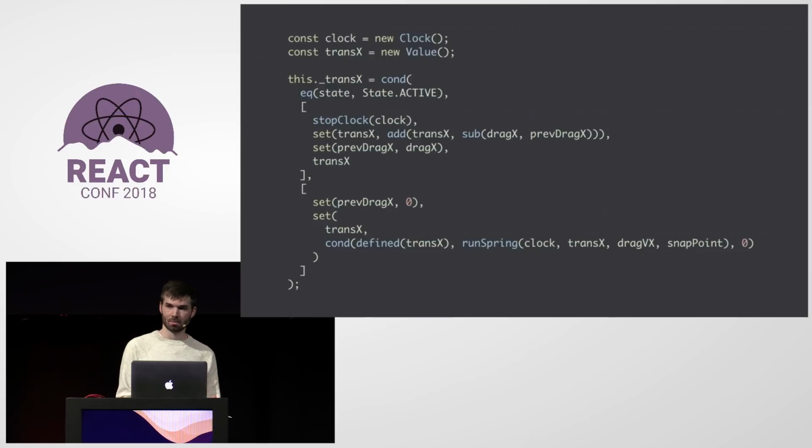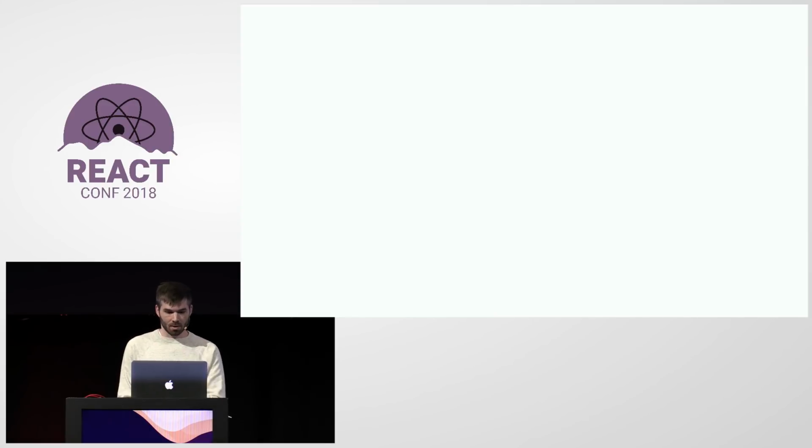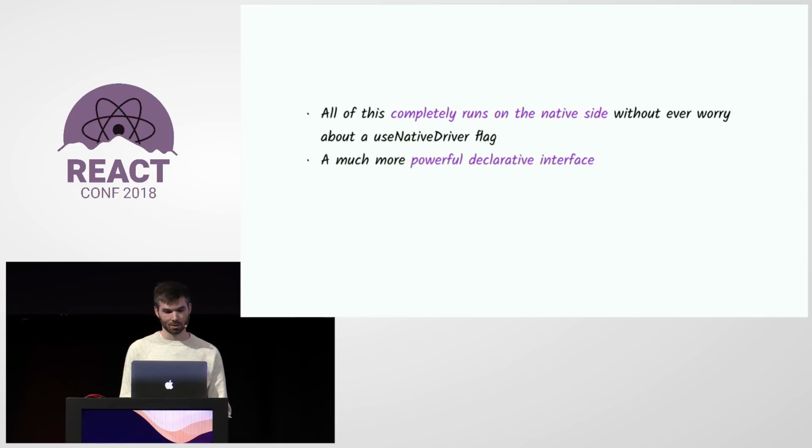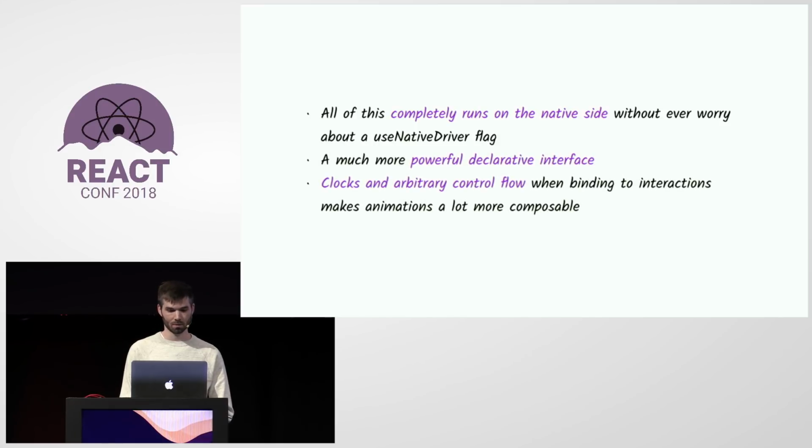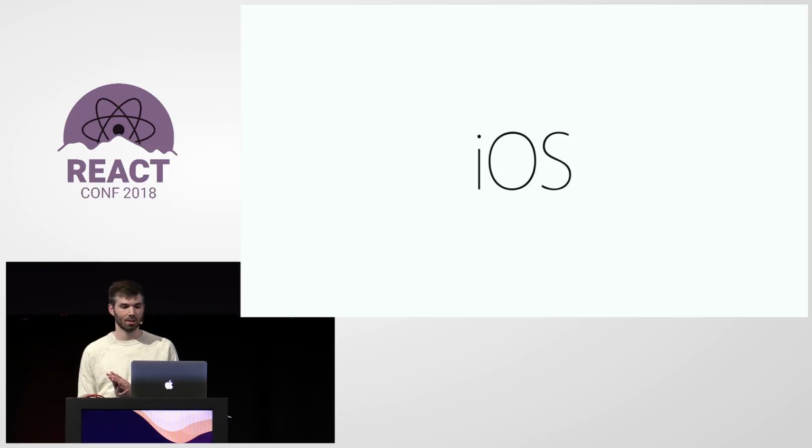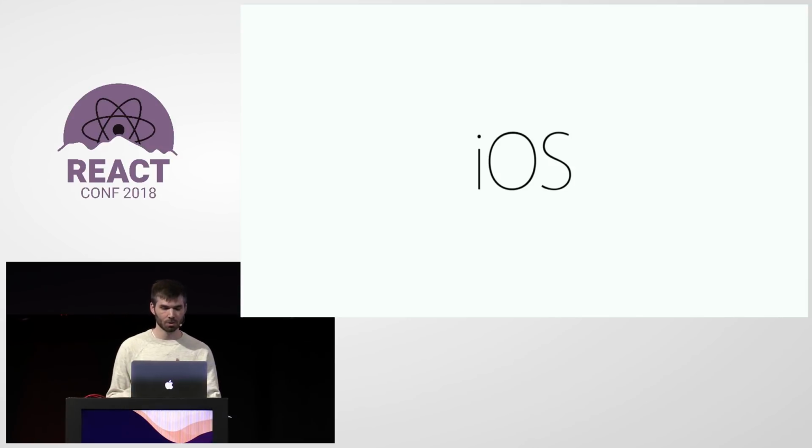There are a lot of cases where this might be useful. There are a lot of cases where I think an imperative handler where we could just run arbitrary code would actually be better. So it's good because it runs completely on the native side. It's a much more powerful declarative interface, and they have things like clocks and arbitrary control flow. But like I said, I really don't think that 100% declarative animations should be the goal. In my opinion, it's more of a symptom of the async virus. It would be great if we could have the ability to drop down into imperative code, and it would be nice for certain cases.